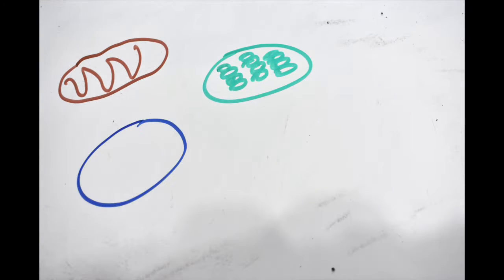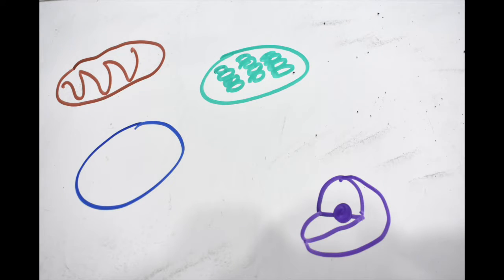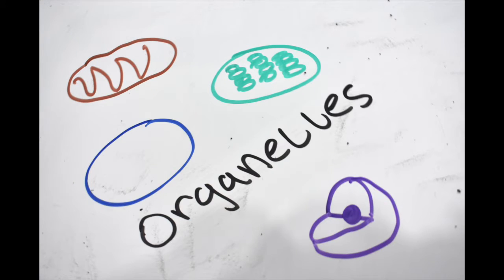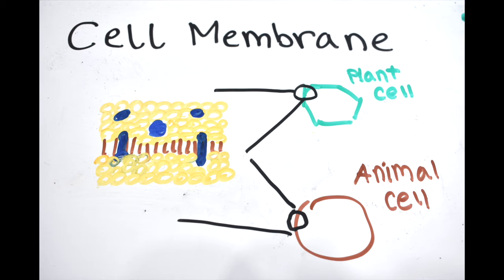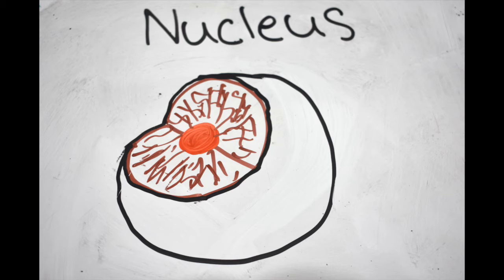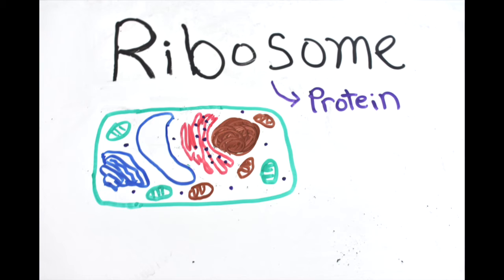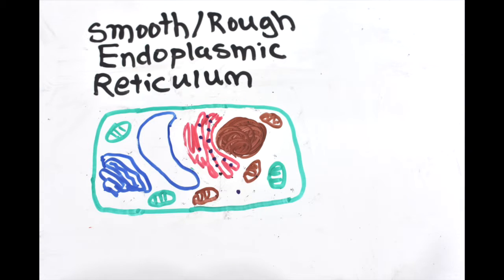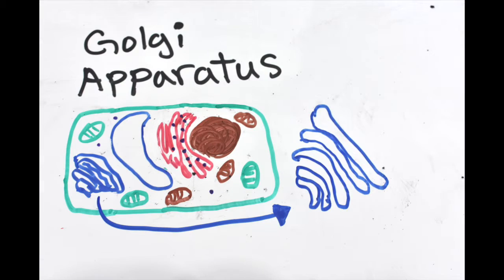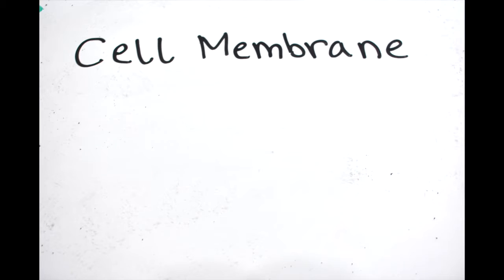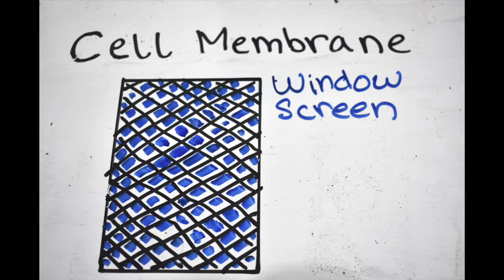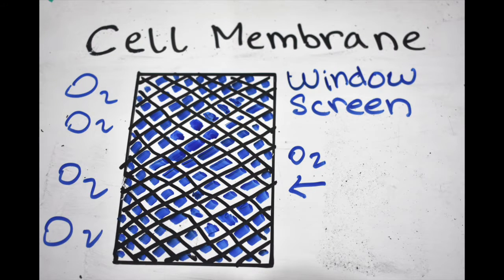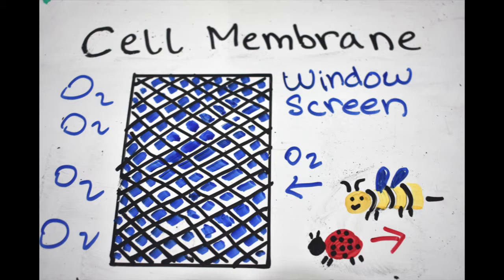Plant and animal cells consist of tiny individual cell structures called organelles that perform specialized functions within a cell. First, I'm going to tell you about their organelle similarities. Both plant and animal cells have the cell membrane, nucleus, cytoplasm, ribosome, mitochondria, smooth and rough endoplasmic reticulum, Golgi apparatus, and vacuole. The cell membrane controls what particles can go in and out of the cell, so it's like your window screen at home. It regulates oxygen and keeps out the insects so that we humans can be safe.